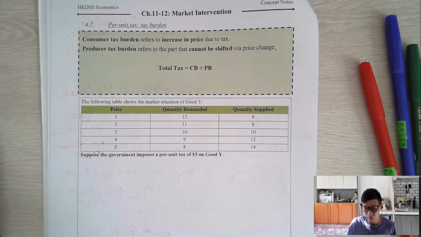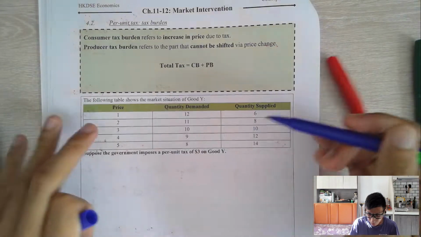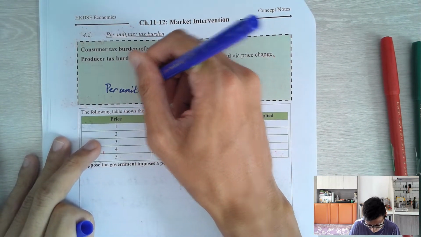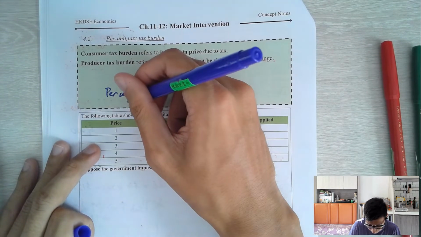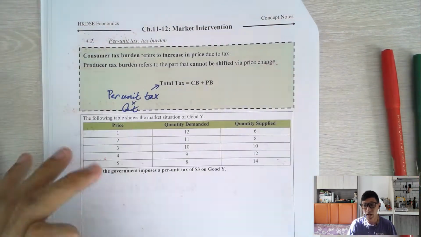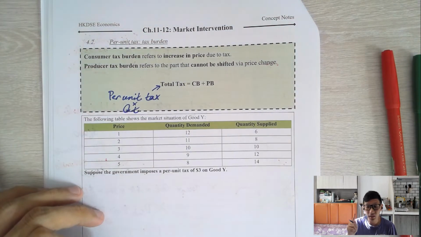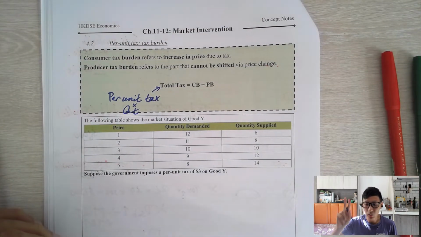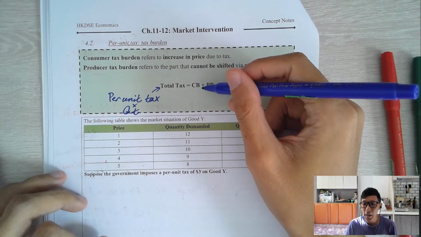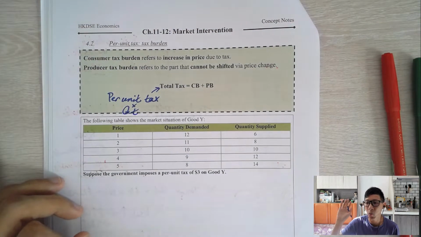Now, let's look at the formula first here, right? Now, remember this one, we talk about total tax, basically the per unit tax times the quantity transacted. 我哋之前講過啦，係咪啊？ And then how do we break it down? In fact, the tax would be borne by two different parties. On one hand, the consumer will bear part of it, while the producer would bear the rest of it.